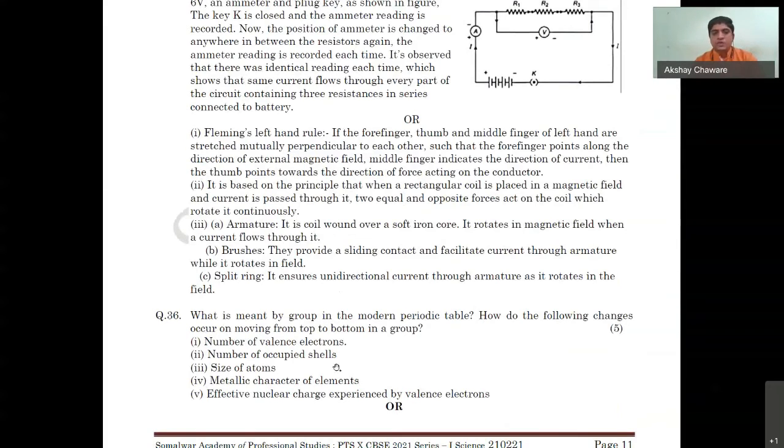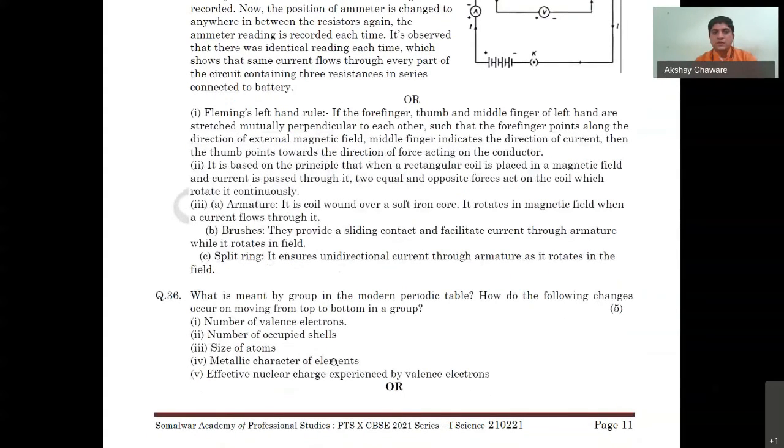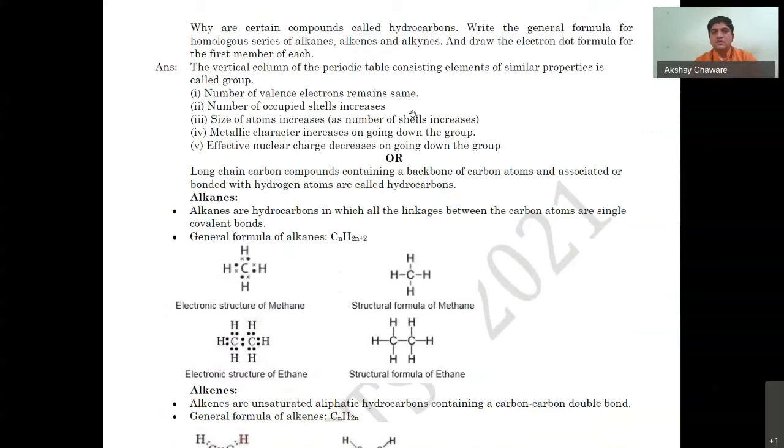So the valence electrons remain the same. The number of occupied shells increases, size of atoms increases, metallic character increases, but the effective nuclear charge decreases on going down the group. These are the answers.